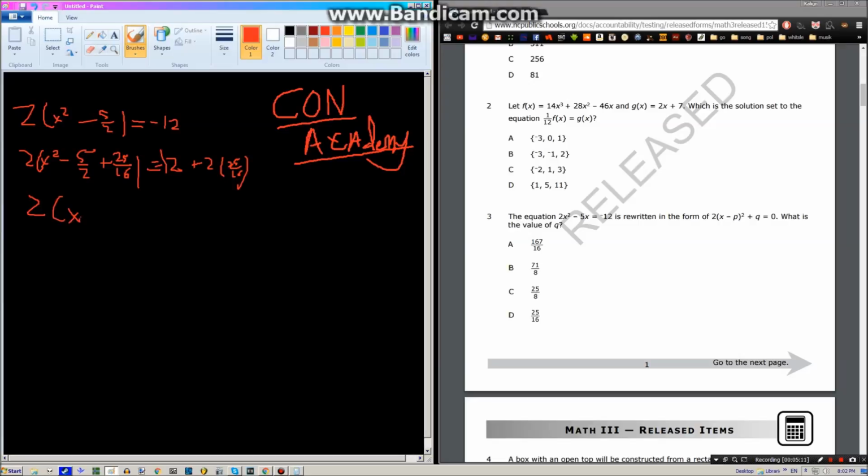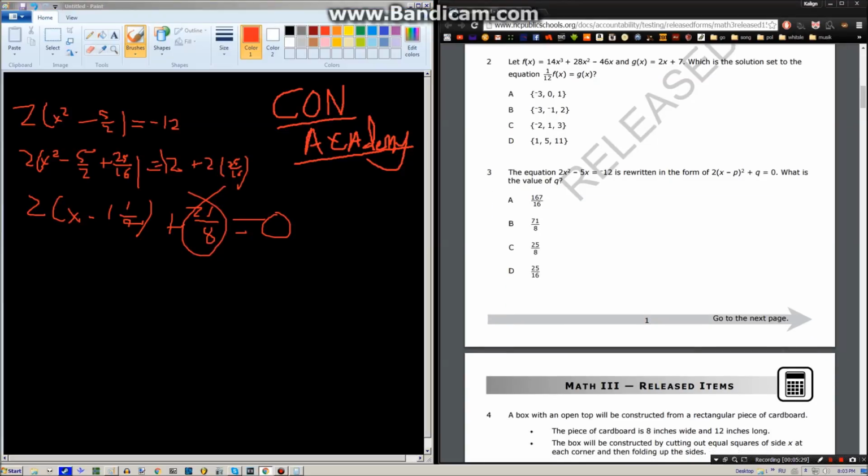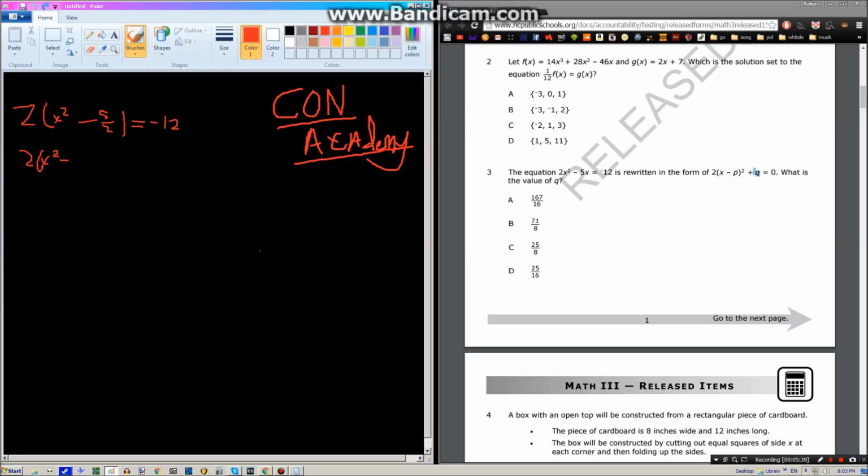2x minus 1 over 4. Wait, 1/4 because it's 5 over 2. Plus 71 over 8 equals 0. And that is your answer. So it's 78, the value of q. Because it's plus q, you're trying to find the plus, you get the 78. So that answer would be B. Pretty simple stuff right there. Not too challenging.